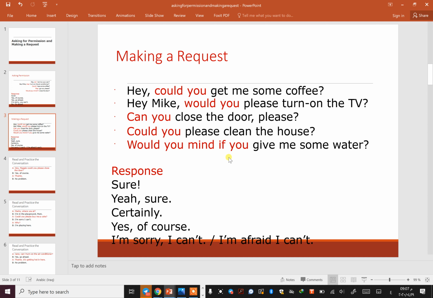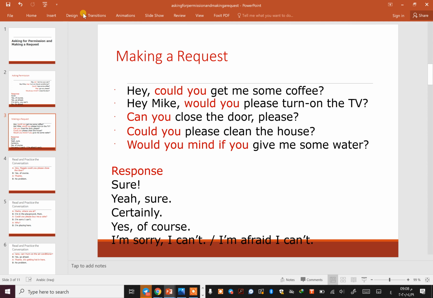Okay, this is also an expression we need, but how do we differentiate permission from request using the pronouns? For permission we use may I, could I, can I, even would you mind if I. For request we use you: can you, could you, would you, and would you mind if you. For response it's the usual response: sure, yeah, certainly, of course, yes, of course. Or I'm sorry I can't, I'm afraid I can't, if you don't want to do the request.